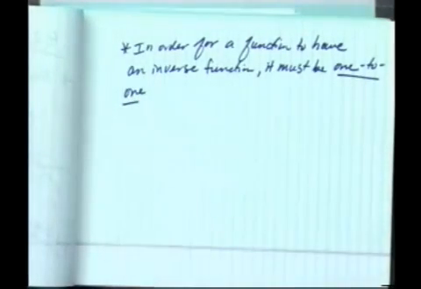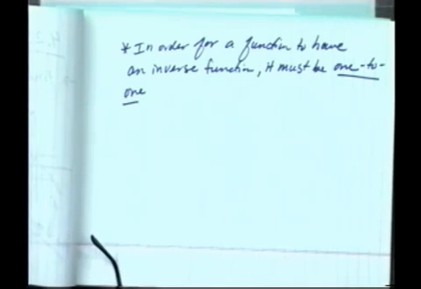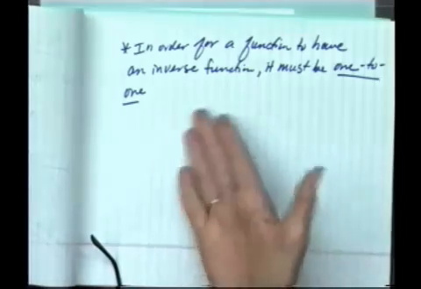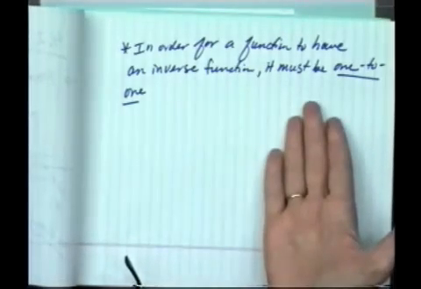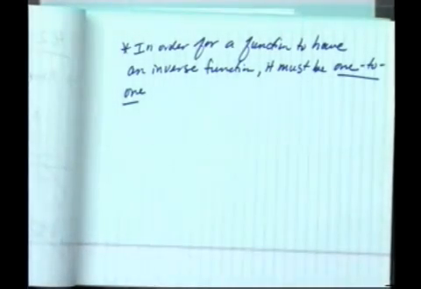In order for a function to have an inverse function, that just means that maybe your function was y in terms of t. Well, maybe you want to rewrite it as t as a function of y. In order for that to be a function, the inverse is going to have to be 1 to 1.